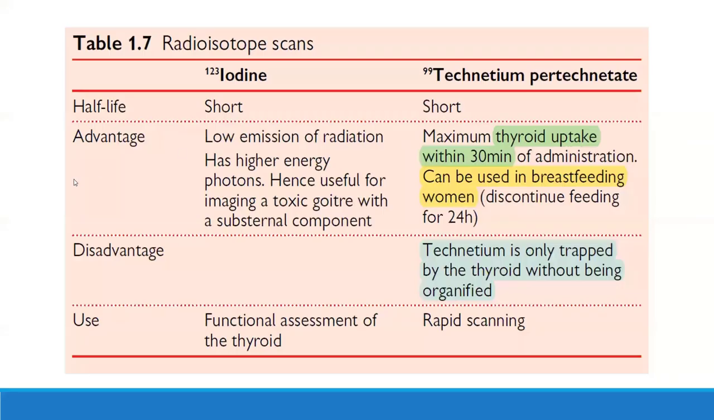This is a comparison between radioactive iodine 123 and technetium. Of course, the half-lives are 13 and 6 hours. The advantages of technetium, which is widely used: maximum thyroid uptake within 30 minutes of administration, and it can be used in a breastfeeding woman, but after discontinuing feeding for 24 hours. We can use technetium in very minimal conditions during breastfeeding, but radioactive iodine is absolutely contraindicated during breastfeeding or pregnancy. A disadvantage of technetium is that it is only trapped by the thyroid without being organified. And of course, one of its benefits is that it is widely available with rapid scanning time.